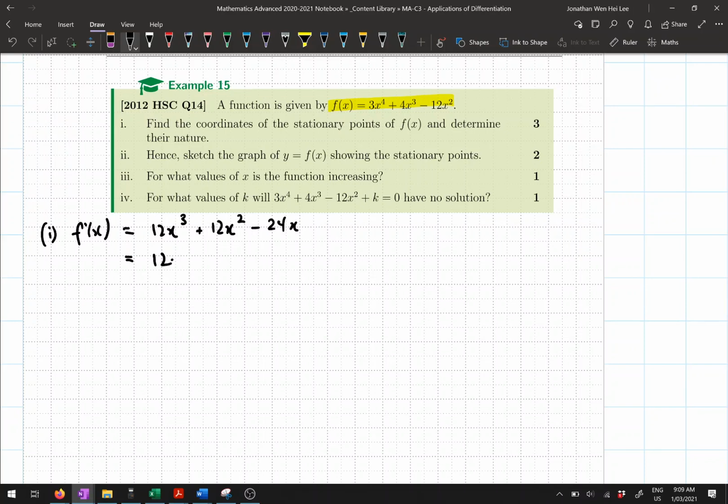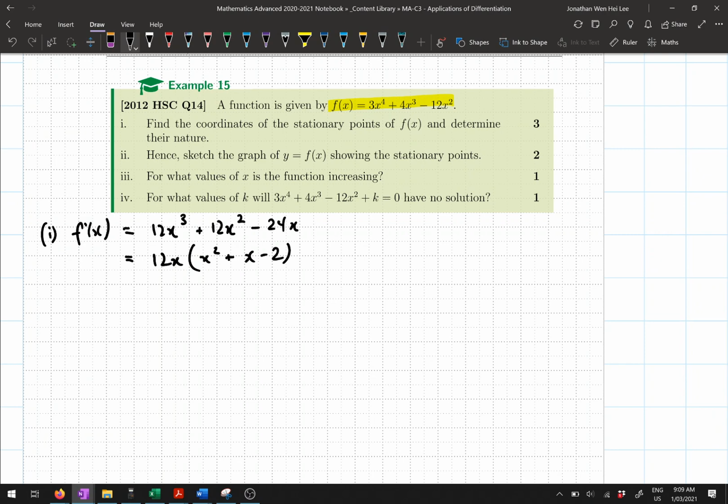Factorize. I'm going to take 12x out. Thank you, Ujin. Ujin, what do I get left when I take 12x out? No, Ujin actually said 12x. I heard him. X squared. Thank you. Excellent.